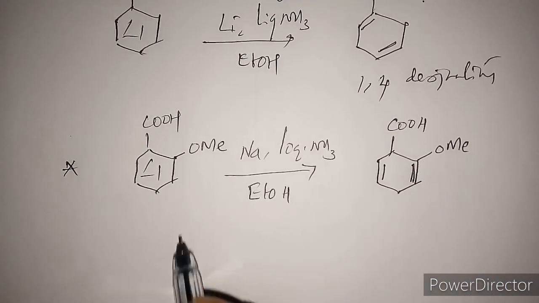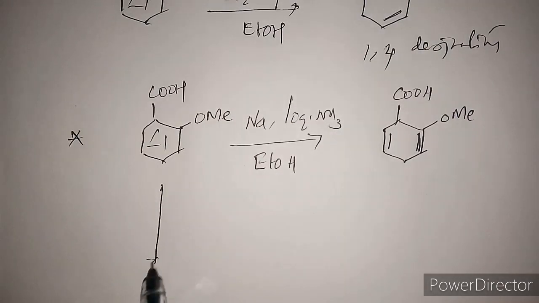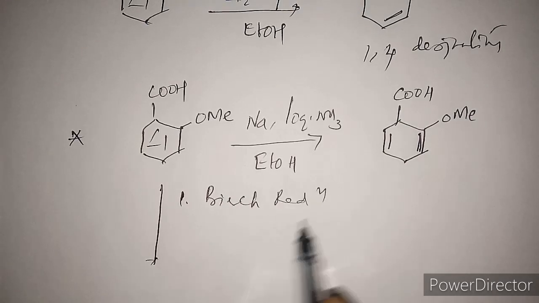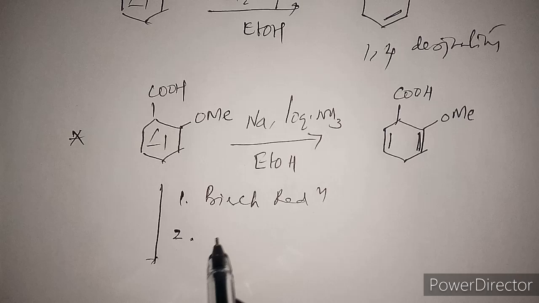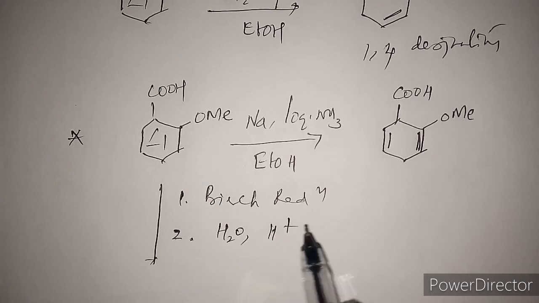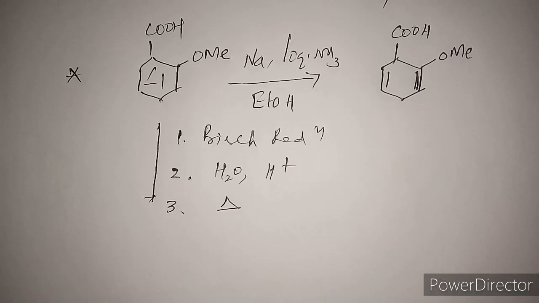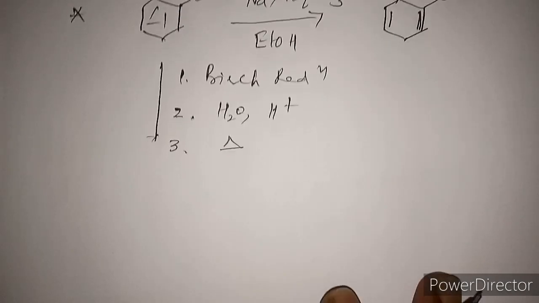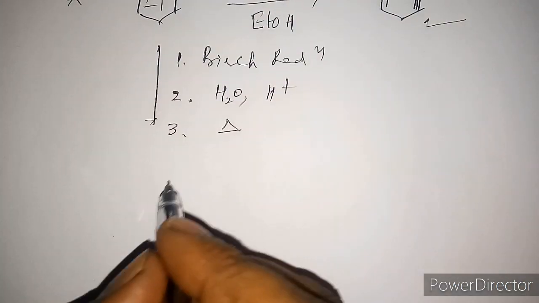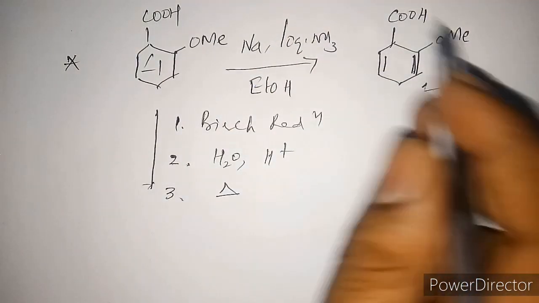Now the same reactions. One is Birch reduction. Second case is actually H3O+ and hydrolysis. Third case, just ether. Now in this case, what will happen? The Birch reduction, you will get this product. So if you carry out the Birch reduction with the same environment, you will get this.